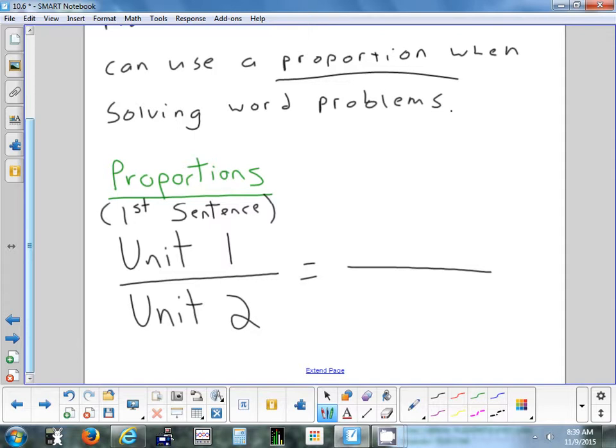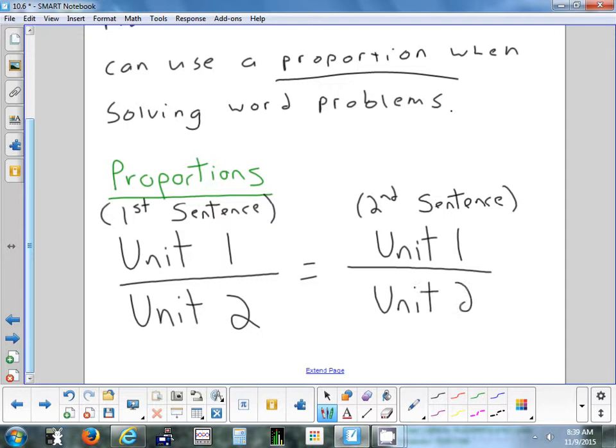We're going to do it in the second sentence. Same thing. Match up your units. Whatever unit 1 was, put it directly across from unit 1 over here. Whatever unit 2 was, put that across from what you had in the beginning. So if you have hours on top over here, you better have hours on top over here. If you have miles per hour down here, you better have miles per hour down here.